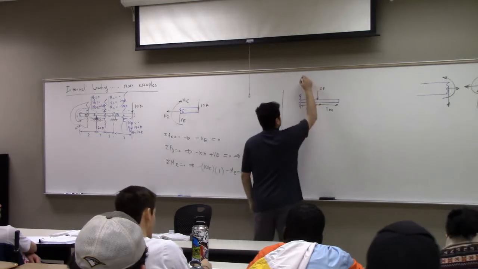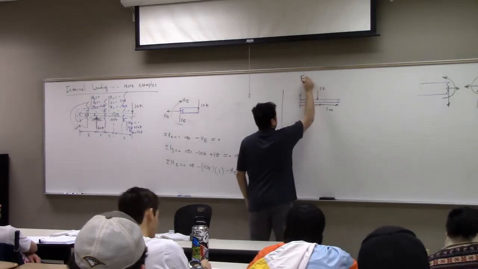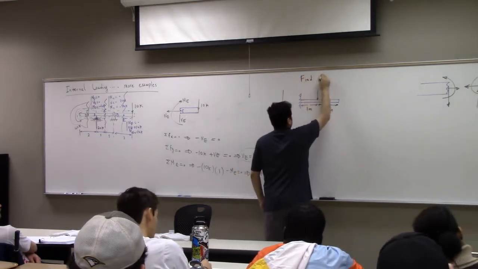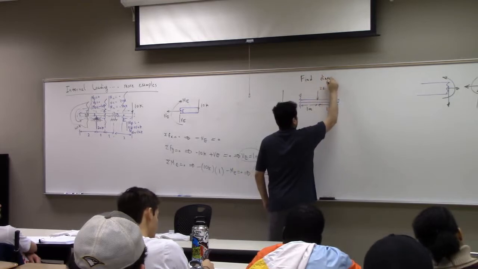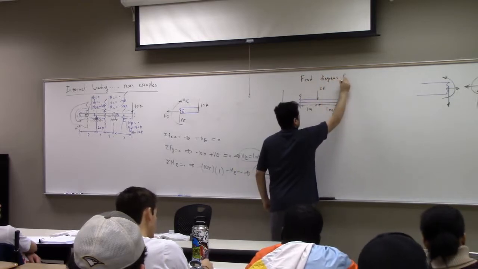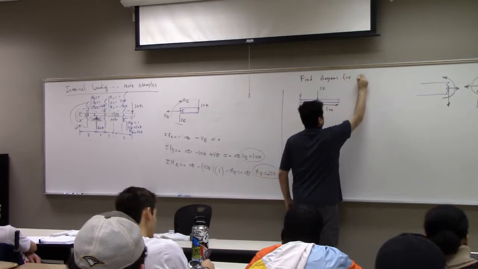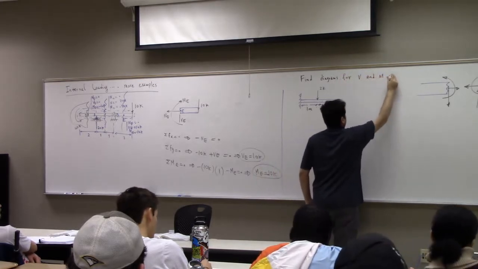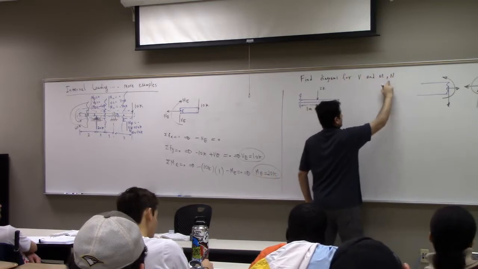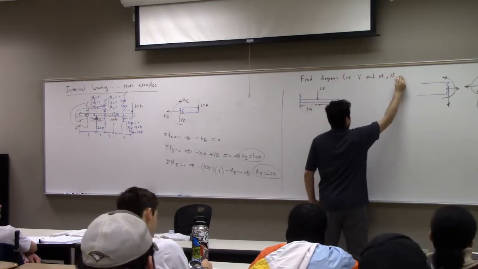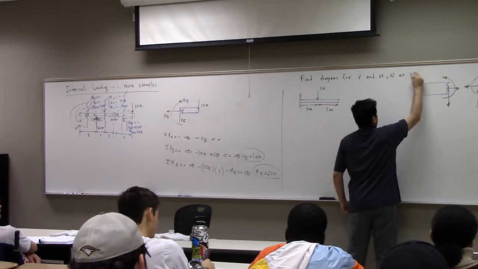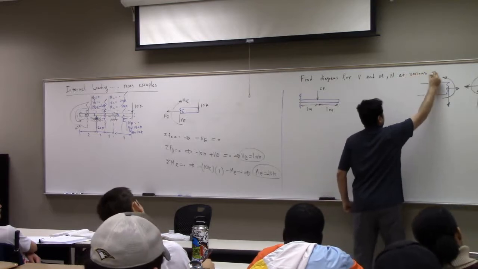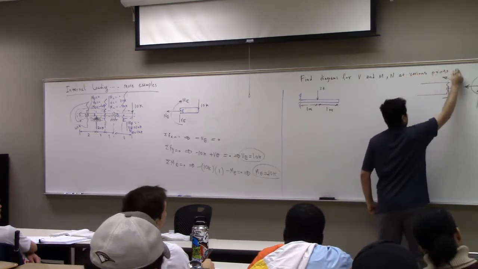So this question here: find diagrams for V and M and N, which is the normal load, at various points across the beam.